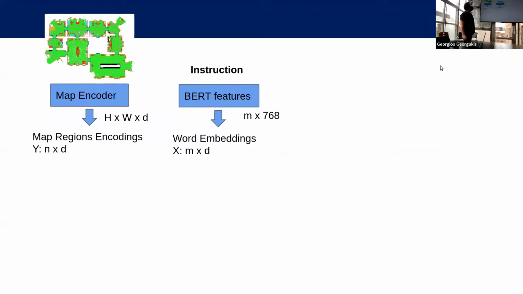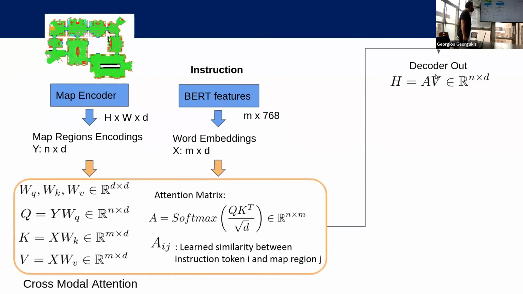Now, given the global map and the instruction, first for the map, we have an encoder to give us an encoding for the region of the map. Then we also have the BERT model, which is very well known in NLP, to give us a representation of the words. Then we use a cross-modal attention architecture to learn this attention matrix. This attention matrix is basically the learned similarity between each word in the instruction and the map region that we have.